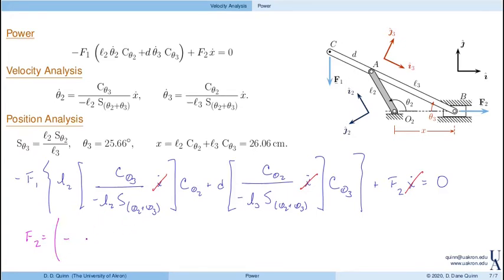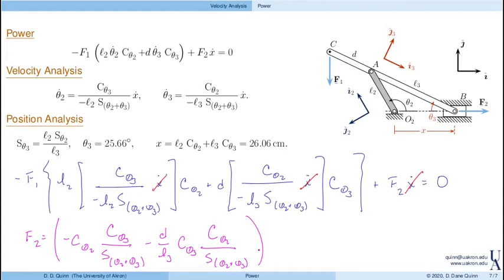well, minus cosine of theta 2 times cosine of theta 3 over sine theta 2 plus theta 3. Notice that the L2's cancel out. Minus d over L3, from here, cosine of theta 3 times cosine of theta 2 divided by sine of theta 2 plus theta 3, times f1.